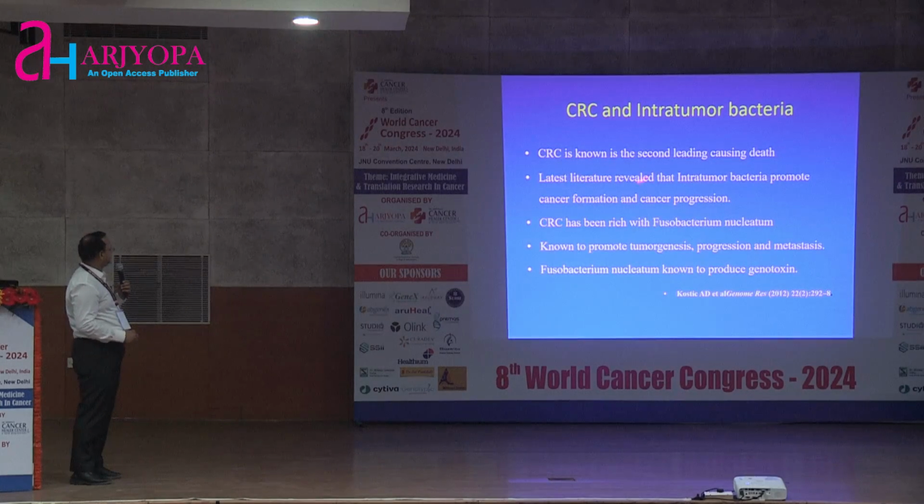CRC is known to be the second leading cause of death, as I told you. So on CRC, I'm planning to study the presence of the colibactin gene in E. coli as well as the presence of Fusobacterium intratumor bacteria, which have the ability to promote metastasis in CRC.